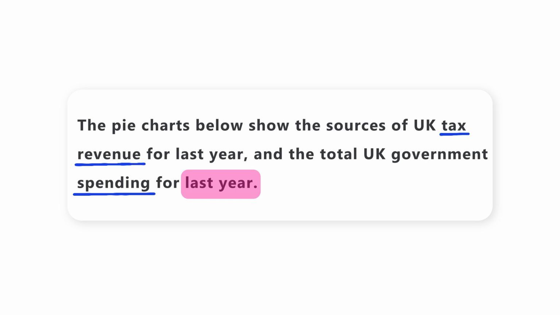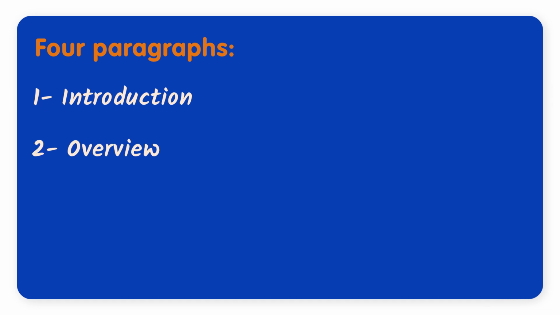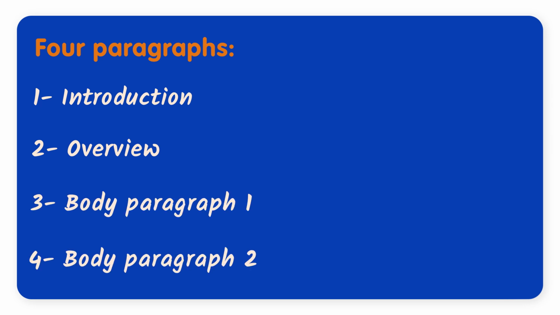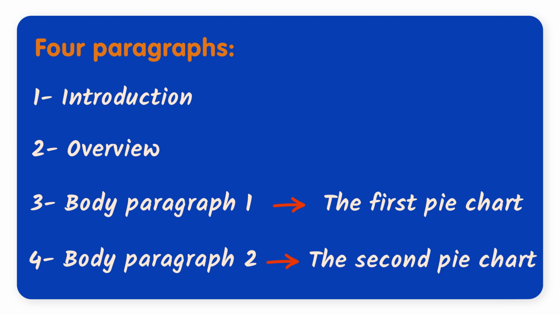As you know, in writing our Task 1 academic writing, there are 4 main paragraphs. The first one is the introduction paragraph. Then we provide an overview paragraph in which we talk about one specific feature that stands out when we take a look at the pie chart. And then there are 2 body paragraphs. For the first body paragraph, we will write about the first pie chart, which is about UK tax revenue. And for the second body paragraph, we'll write about total government spending for last year.